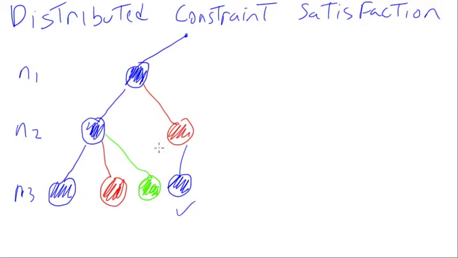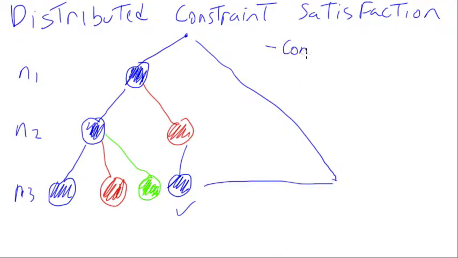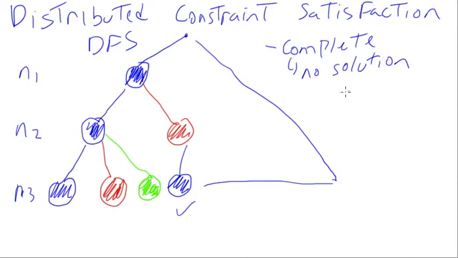Otherwise, we'd keep backtracking. In the worst case, which is when there is no solution, depth first search will do the whole tree, right? Depth first search is a complete algorithm. That means if there is no solution, it will tell us, or it will find a solution if there is one. It will stop at the first one, but you can easily change it to find all solutions. So it's complete. It tells us if there's no solution, but of course it takes a long time.